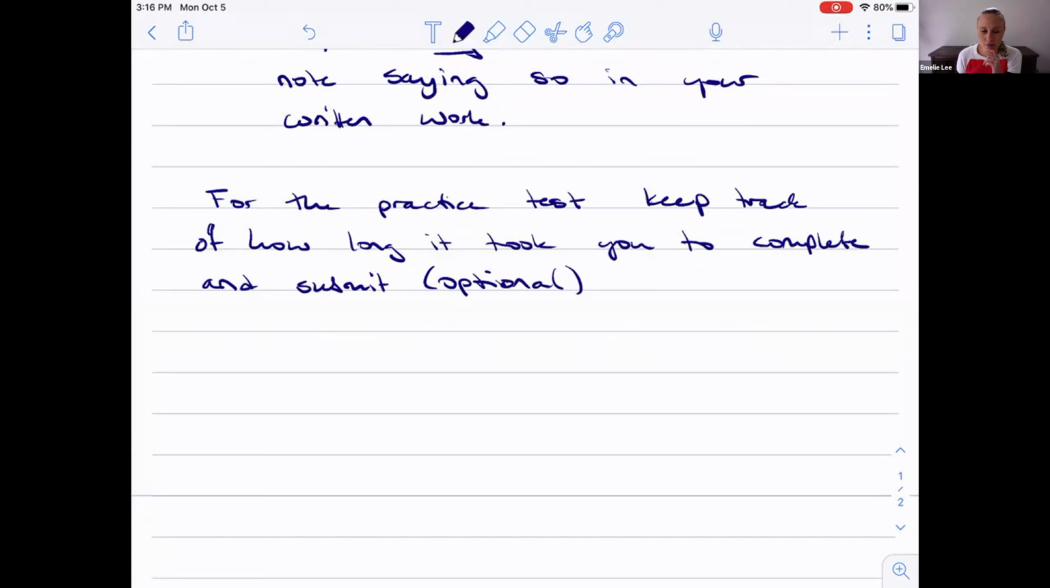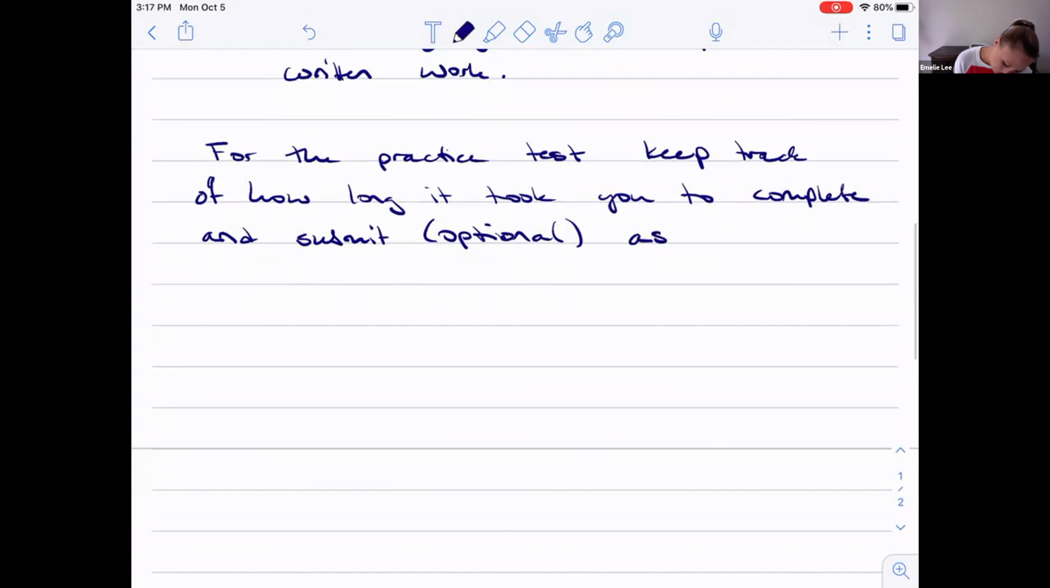Will there be a cutoff? Yeah, so the WebAssign will close right as the class ends. And then the Gradescope will be open for another hour after that, just so that you can get sorted and kind of focus on the Gradescope after the test is submitted. Oh yeah, so for the practice test, keep track of how long it took you to complete and submit as question number 35 on Gradescope.